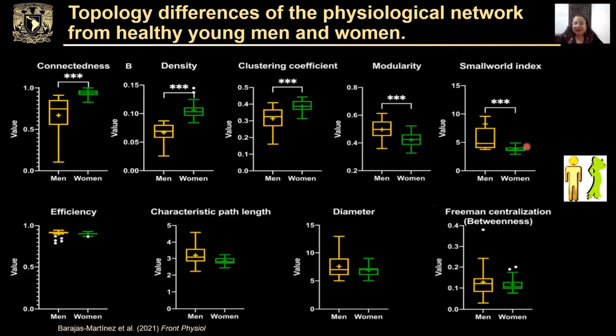Nevertheless, there are no statistical differences in other measures. The efficiencies, both networks are equally efficient. The characteristic path length, I mean how to go from one variable to another, that trajectory that we follow to connect two nodes on the network, is exactly similar. The diameter, the size of the network, is the same. And the betweenness, how many neighbors you have in the network, is also similar.